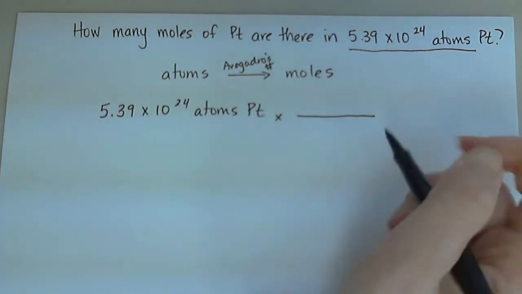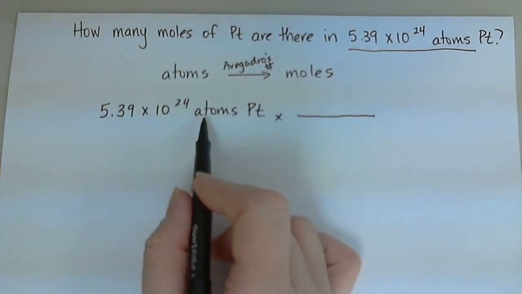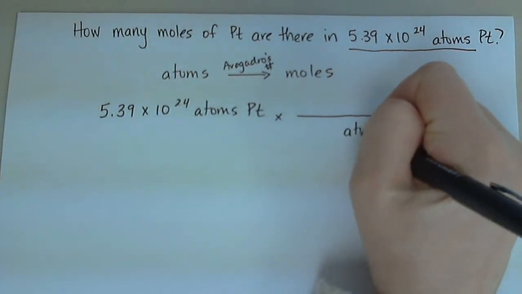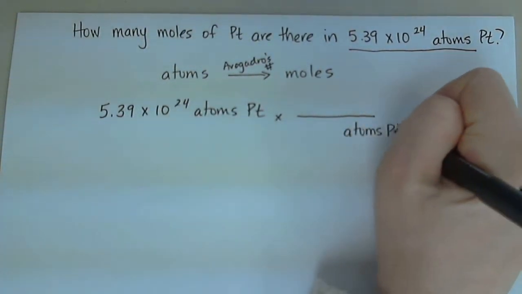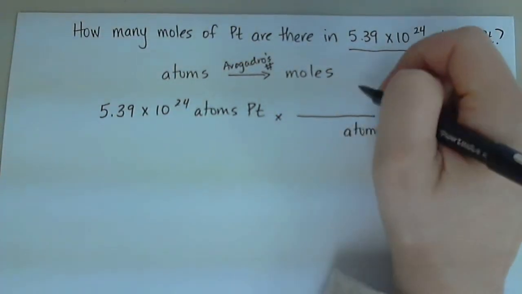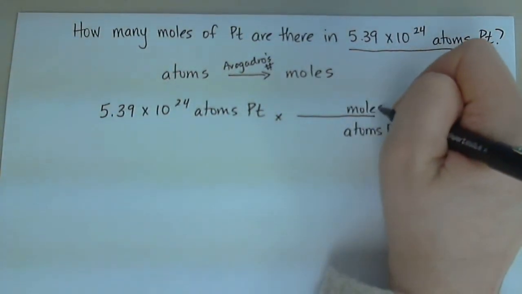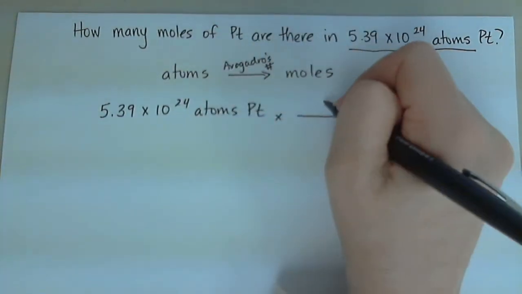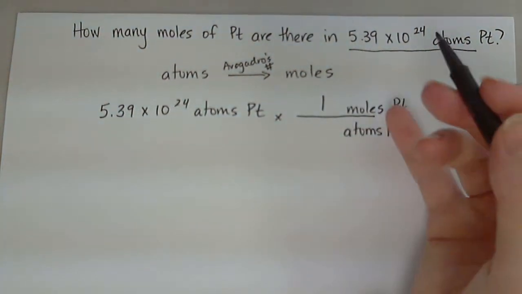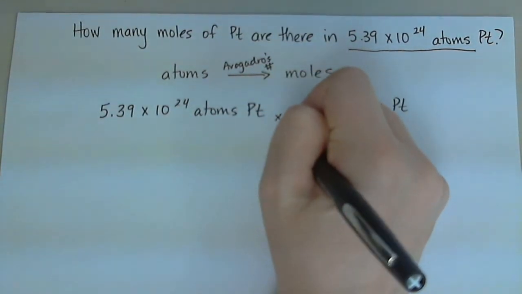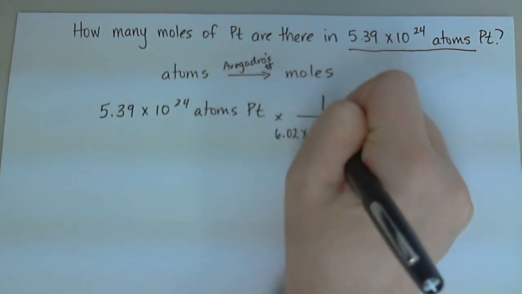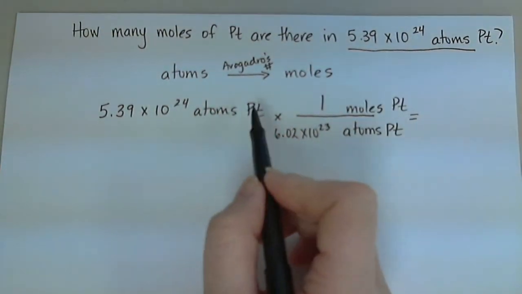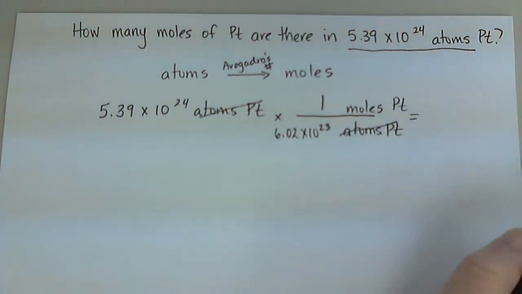Now, even if I don't know anything else, I do know that whatever I have here needs to go on the bottom. So atoms of platinum needs to go on the bottom. I'm trying to reach moles, which means that moles will go on top. Using Avogadro's number, I know that 1 mole of anything, in this case platinum, contains 6.02 times 10 to the 23rd of that thing. In this case, it's atoms of platinum. Now, checking my units will cancel out.